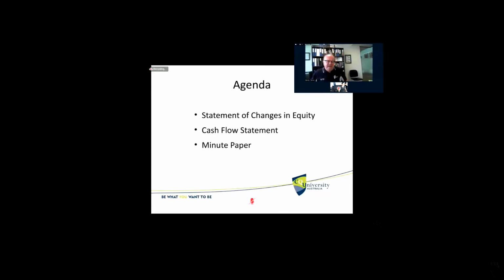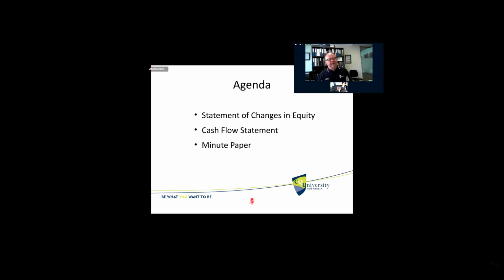The statement of changes in equity, for many people, is the nerdiest financial statement. People can find all the financial statements a little bit intimidating. The statement of changes in equity is one that people particularly find a bit nerdy, because it's got multiple columns and it's set out a bit differently. It can be a little bit confusing. So we'll be looking at that.